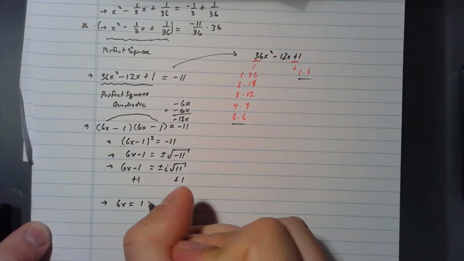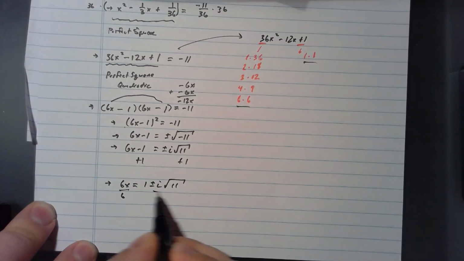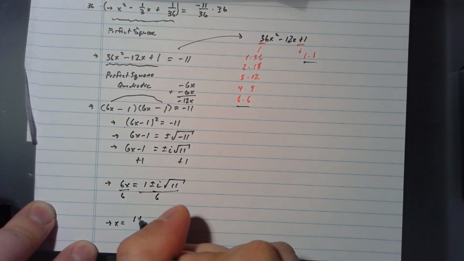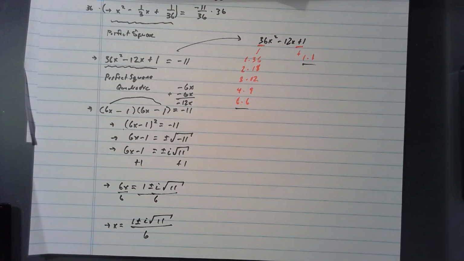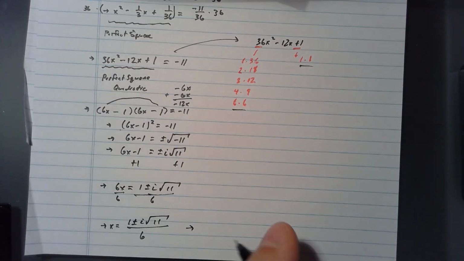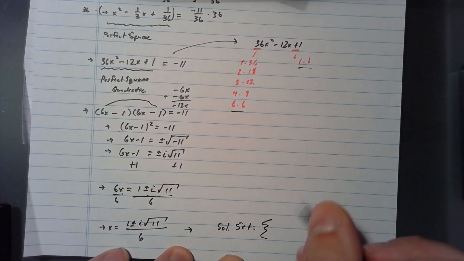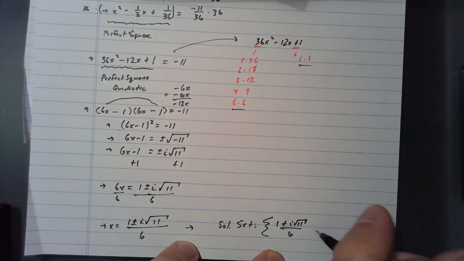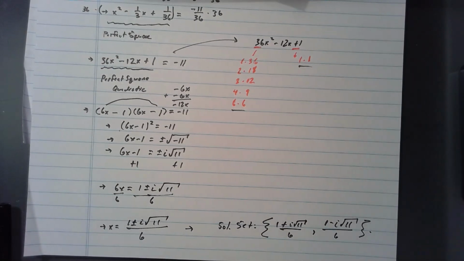So I'm going to get 1 plus or minus i root 11. Divide both sides by 6. x equals 1 plus or minus i root 11 all over 6. So my solution set, since this is a quadratic, I don't need to check it really. My solution set are the solutions 1 plus i root 11 over 6, comma, 1 minus i root 11 over 6.